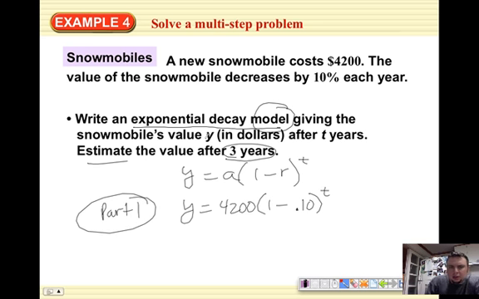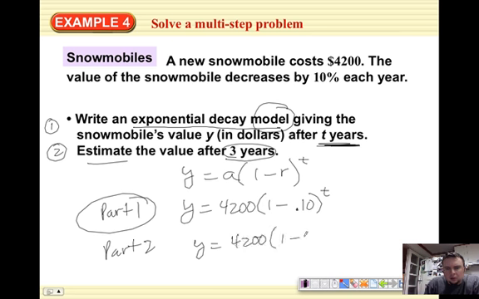So if I ask you this on the test, please put this as part 1. This is the model after 2 years. Okay? This is part 2, estimate the value. So part 1, part 2, estimate, which is y is equal to 4,200 times 1 minus 0.10 to the t, t is 3 years. Remember, what if I said 18 months? 18 months is 1.5 years.